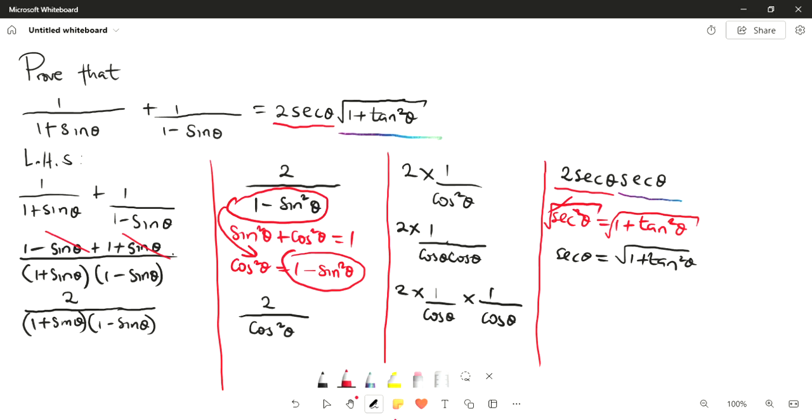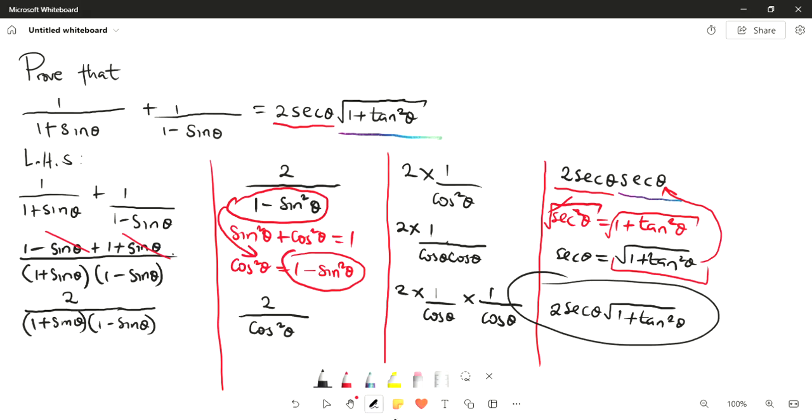So what does this give us? This now tells us that this can be replaced on this part here. So hence we have 2 sec theta times the square root of 1 plus tan squared theta, and this collectively is the same as that, and we can say hence proven. So this is how you go about it, proving left hand side to be equal to right hand side.